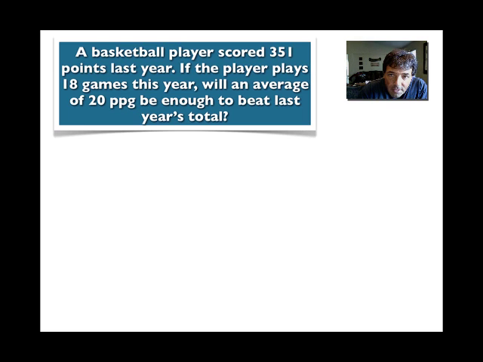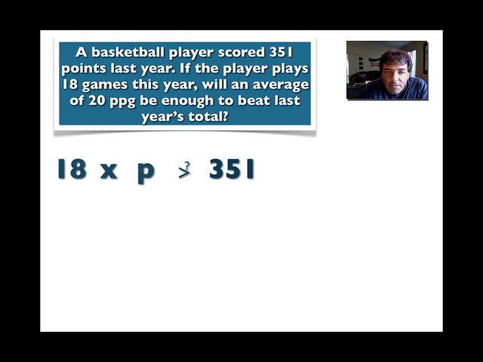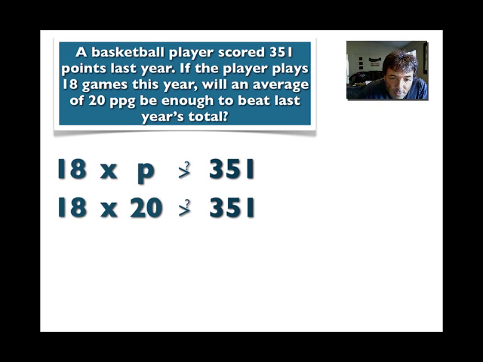So again, this is an inequality. We want to know if it's at least going to be 351. So the question is this: 18 times p, the number of games he plays, is that number greater than 351? Now they're telling us 20. Is 20 points enough to beat his total points? So we're going to substitute 20 in for p and ask ourselves, is 18 times 20 greater than 351? You can probably do that multiplication in your head as well. 18 times 20 is 360. And of course, 360 is greater than 351.